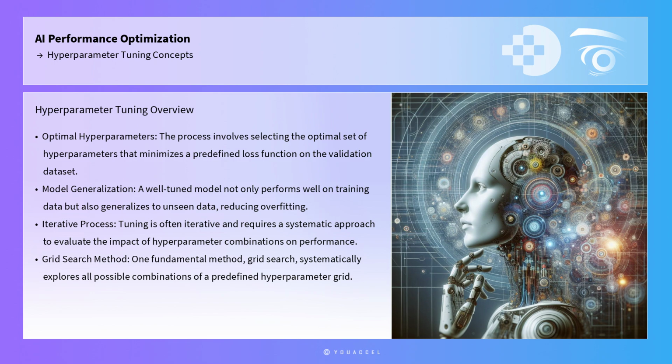This tuning process is often iterative and requires a systematic approach to evaluate the impact of hyperparameter combinations on model performance. One of the most fundamental methods for hyperparameter tuning is grid search, which systematically explores all possible combinations of a predefined hyperparameter grid. Although this exhaustive search guarantees finding the optimal solution within the grid, it is computationally expensive, especially for large datasets and complex models.